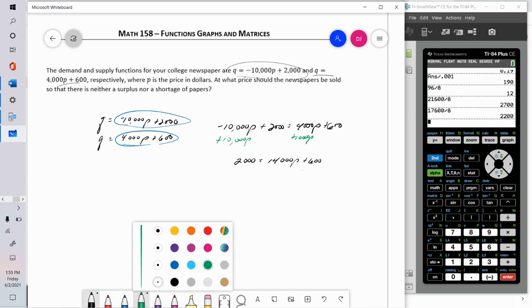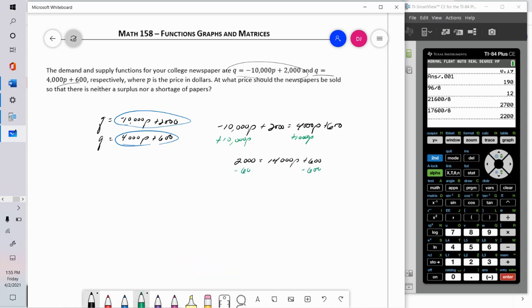Then I'm going to subtract 600 from both sides. 1,400 equals 14,000p. If I divide that by 14,000, p will equal 0.1. So I should sell each newspaper for 10 cents. And if I sell each newspaper for 10 cents, I will have no surplus and no shortage. Okay, so there's an application.